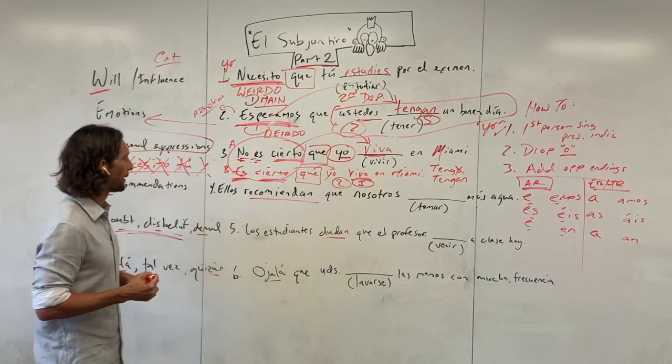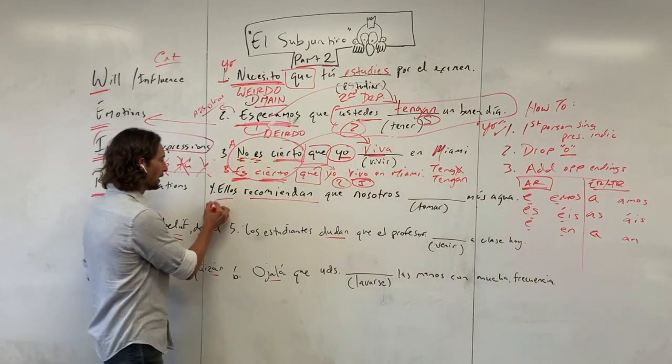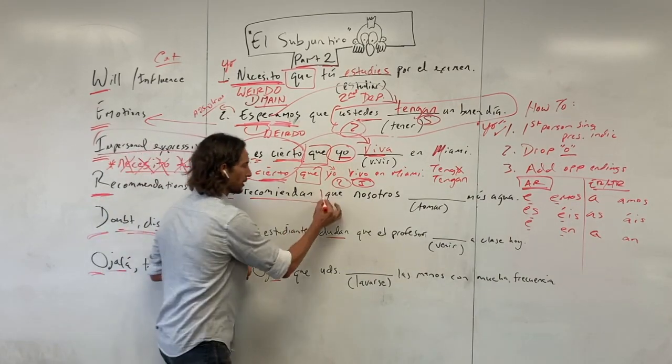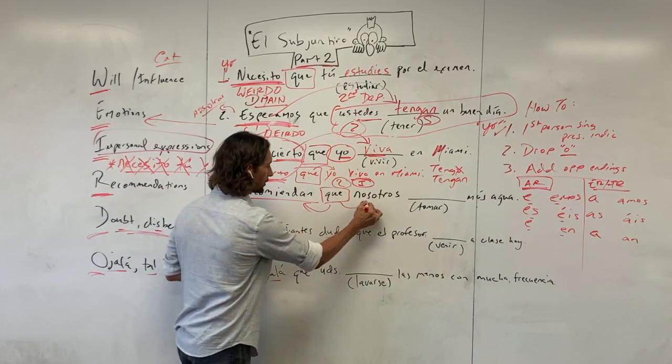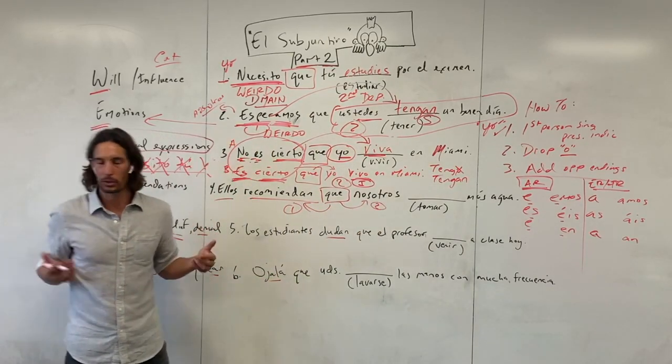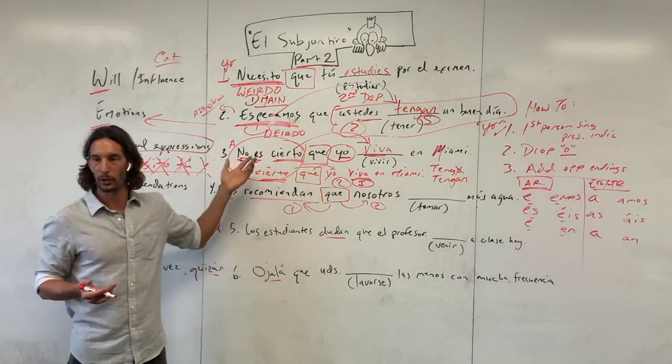So, okay, let's take a look at number 4. Ellos recomiendan, so they recommend. Again, here's our que, breaking up our clauses. So we got clause 1 and clause 2, right? And so, of course, because these are all weirdos in the first clause.